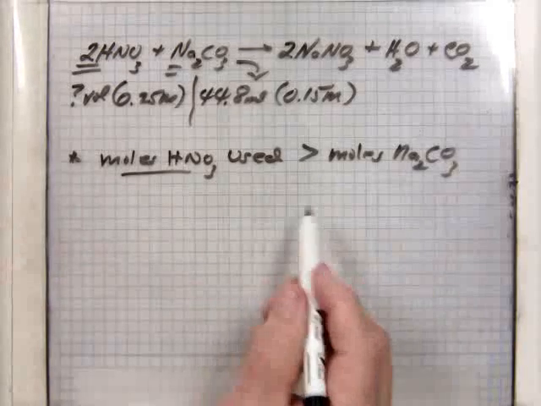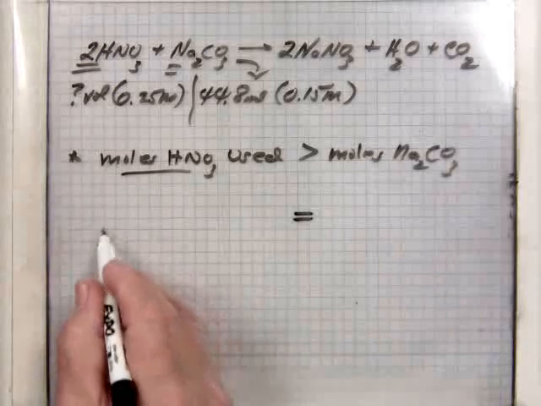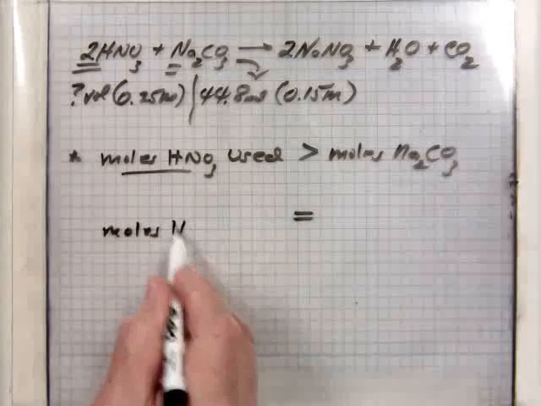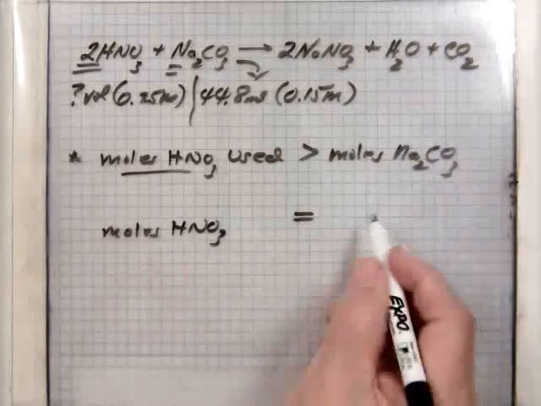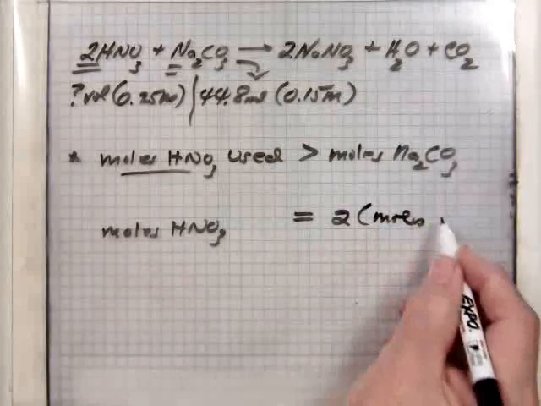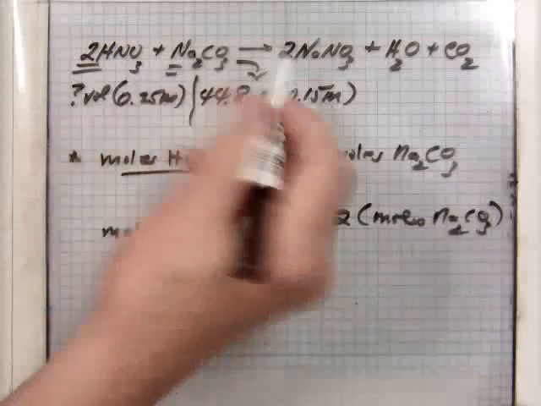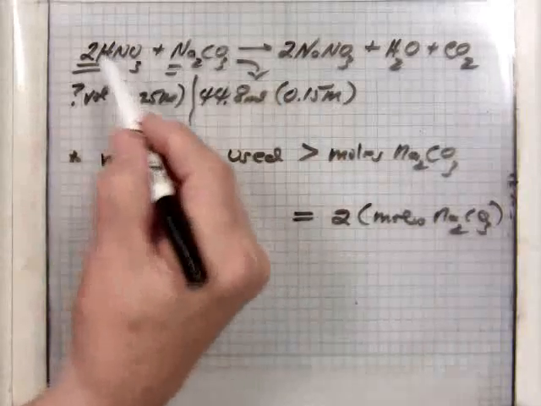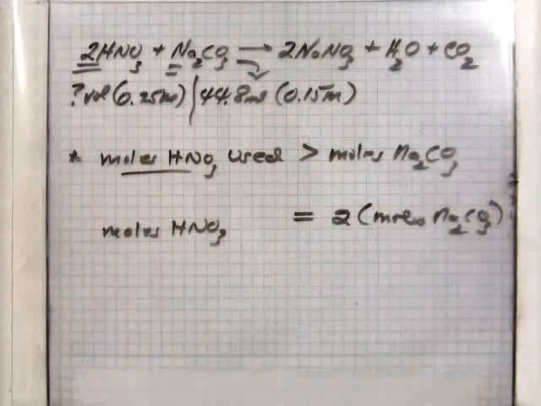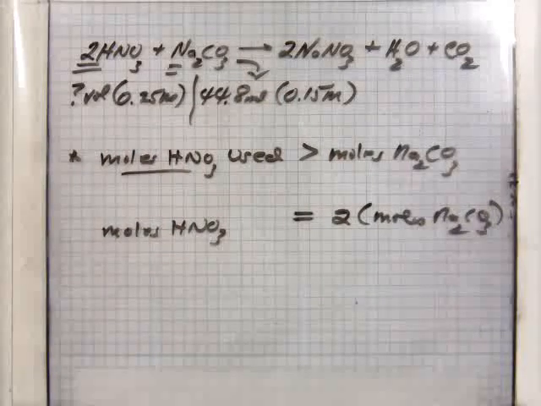Now, what if I want to make those equal? What would I do? I would take the moles of HNO3 and 2 times the moles of sodium carbonate. Now they're equal. Because I double whatever this is, it's going to be whatever you used over here. Because it's a 2-to-1. And that's tricky. So look at what I did. Yeah? I can make these equal.